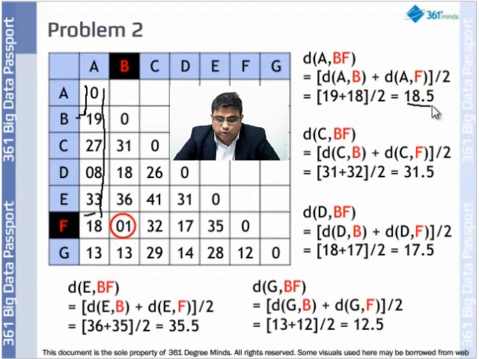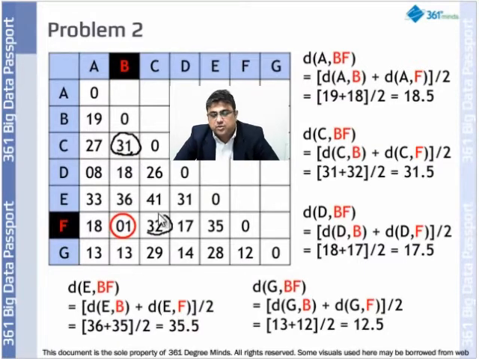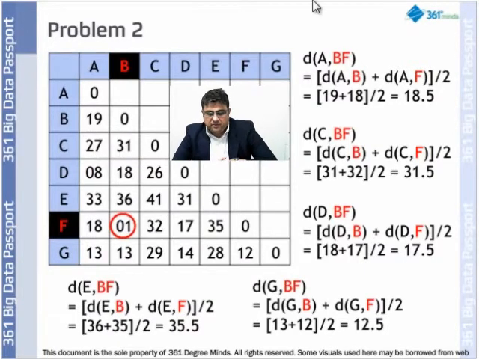Let me just walk you through a couple of them. A and BF, which is nothing but AB and AF. AB is 19, AF is 18, so you have 18.5. Similarly, let's look at C and BF. C and B is 31, C and F is 32, hence it is 31.5.